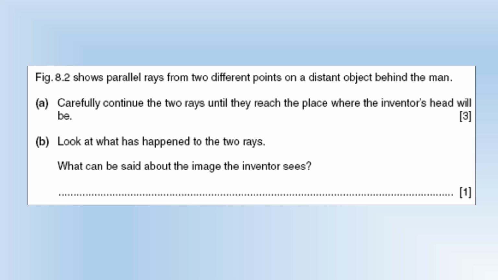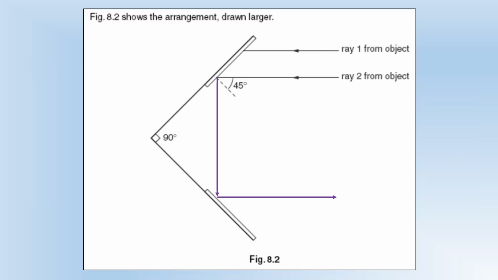The diagram shows the light rays. Continue the 2 rays until they reach the place where the inventor's head will be. So we're going to have the first ray doing this, and we're going to have the second ray doing this. The angle of incidence is 45 degrees at both mirrors, so the angle of reflection should be 45 degrees at both mirrors.